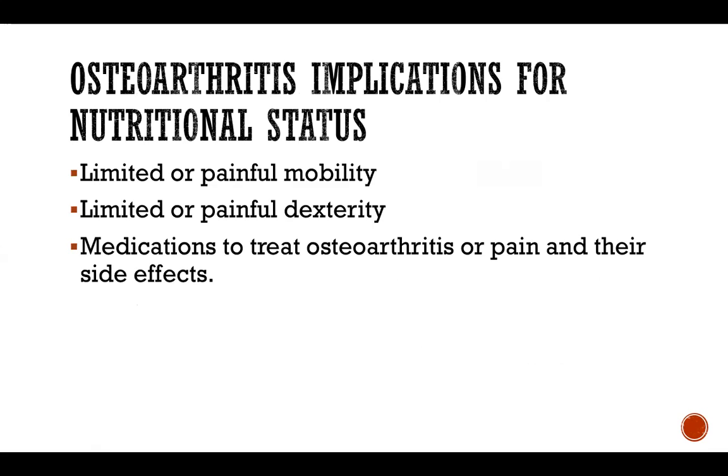If somebody is taking a medication, some common medications are anti-inflammatory medications, such as NSAIDs or non-steroidal anti-inflammatory meds. These are the number one cause of ulcers in elderly people, so they have their own risks. Opioids are also taken, as well as steroid drugs. And steroid drugs have the ability to often raise blood sugar and sometimes cause weight gain.